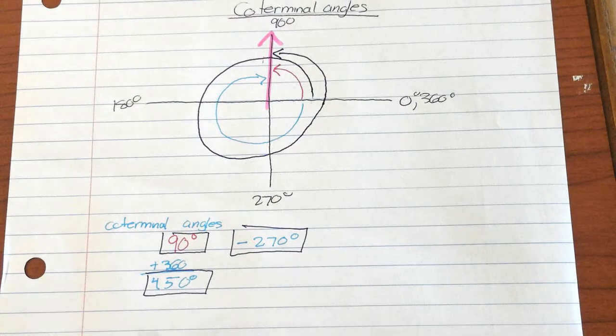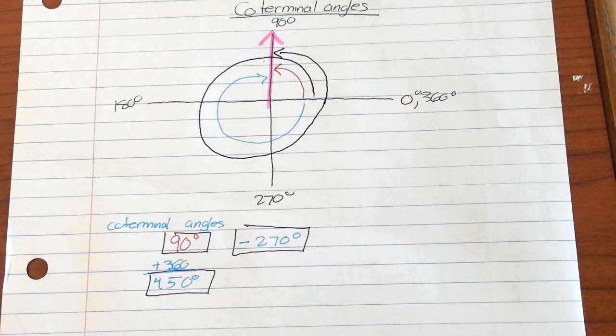And I can keep adding 360 forever and ever to get more in the positive direction. I could also keep subtracting 360 in the negative direction to get more and more. So that's the basis of coterminal angles. It's just the same angle, but we can go around over and over again.